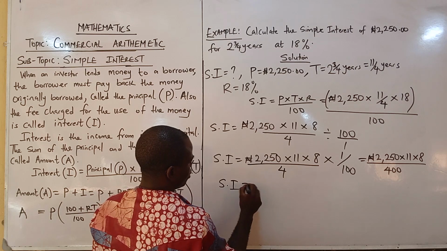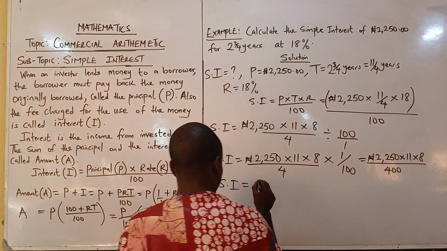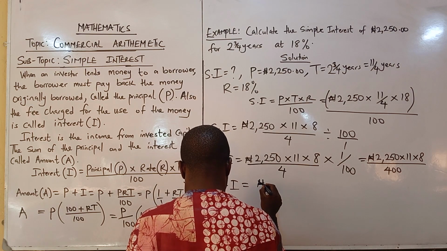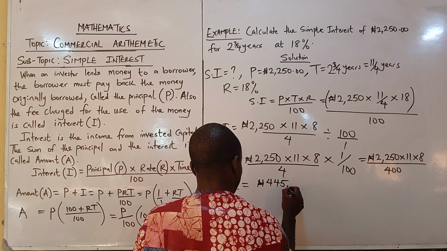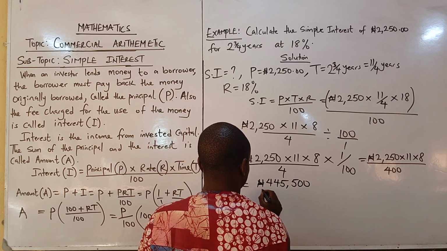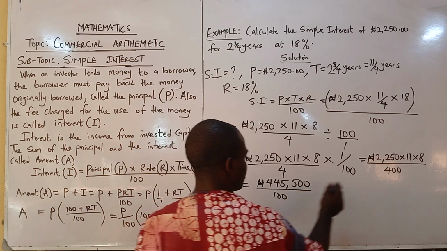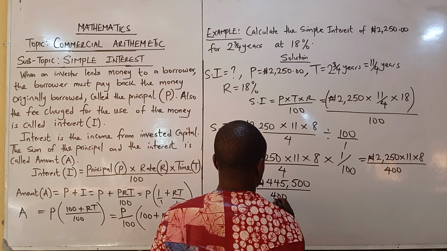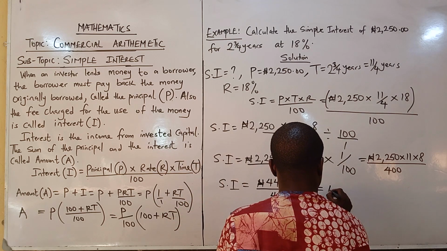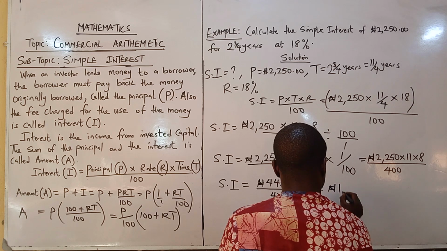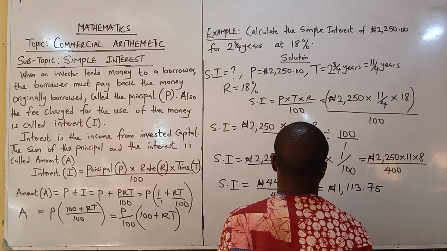Simple interest equals, when you multiply the numerator, you have 445,500 naira divided by 400. When you press your calculator, you're having 1,113 naira 75 kobo.